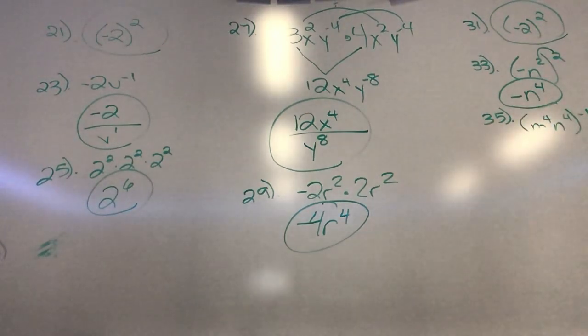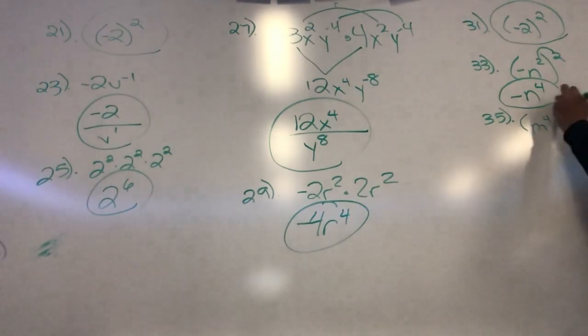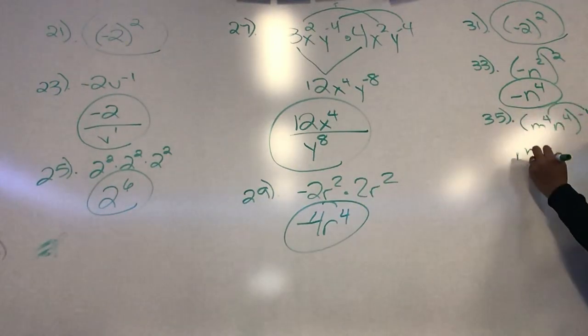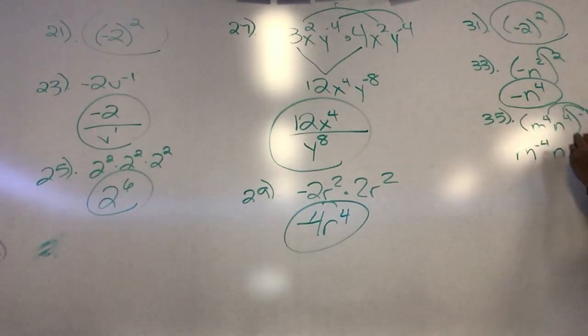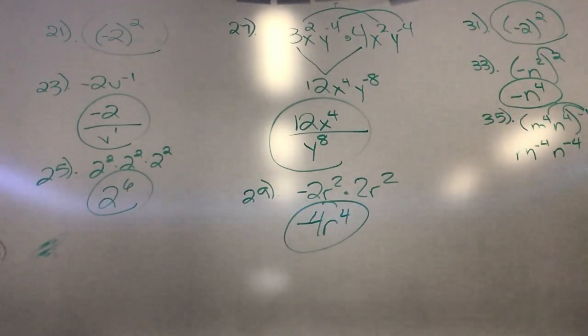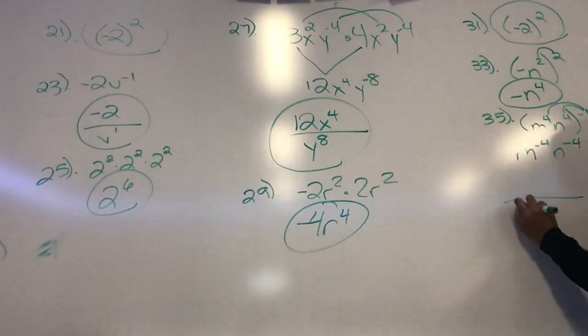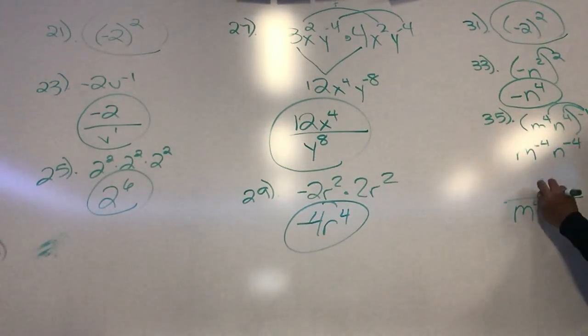Okay, 35 is also the power rule. Okay, but you need to take this negative 1 and times it by each piece on the inside. So negative 1 times 4 is going to be negative 4. And then negative 1 times 4 is negative 4. Can we leave it like this? Why not? We got negative exponents, okay? So m to the 4 goes on bottom and becomes positive. N to the 4 goes on bottom and becomes positive.